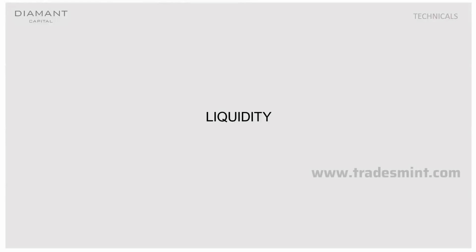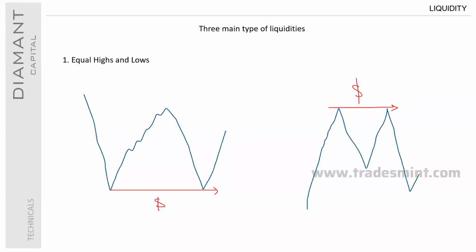So moving on from what we've just covered right now, we're going to be getting into liquidity. And this is one of the most important core lessons that you're going to learn, especially when it comes to technical work. So there's three main types of liquidity that I look at. The first type is equal highs and equal lows.